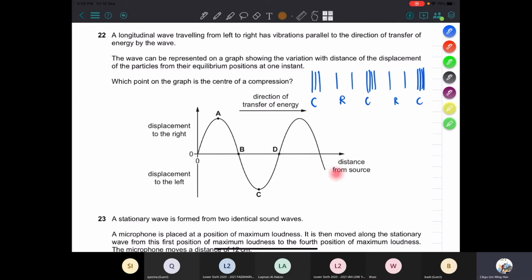This is the distance from source. Direction of energy. Displacement maximum. This has a lot of displacement. This one has no displacement. But there are two answers. Yeah, there are two answers there. Why do I choose this? More confusing.